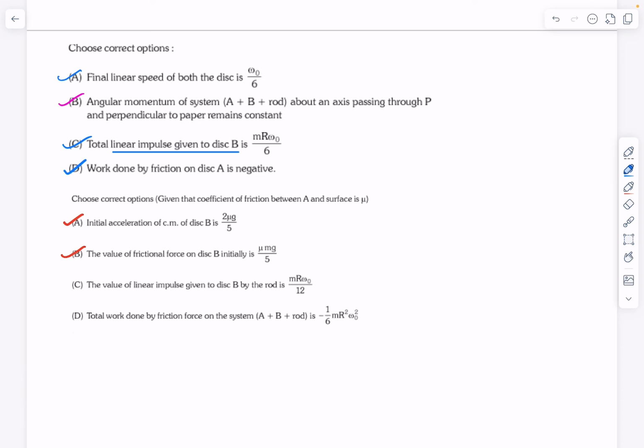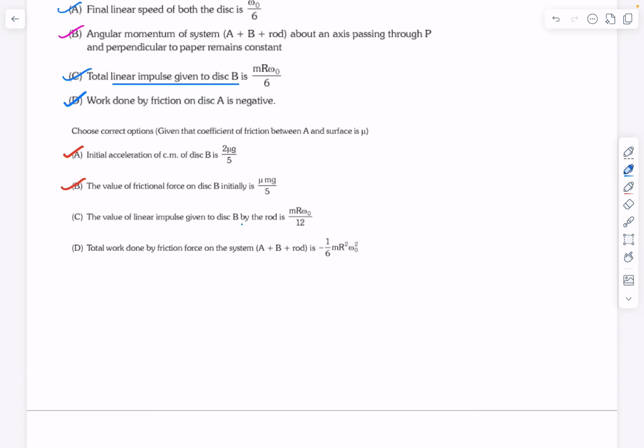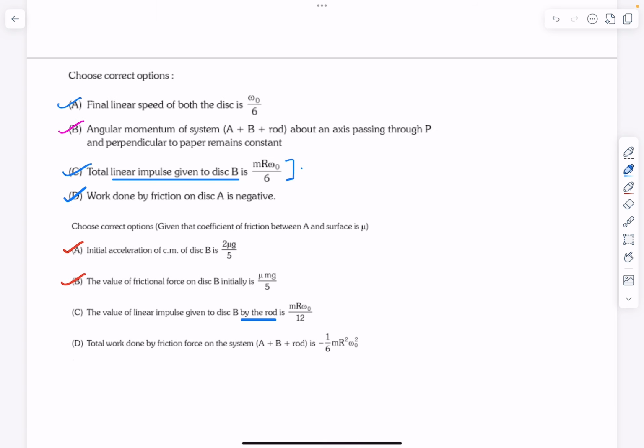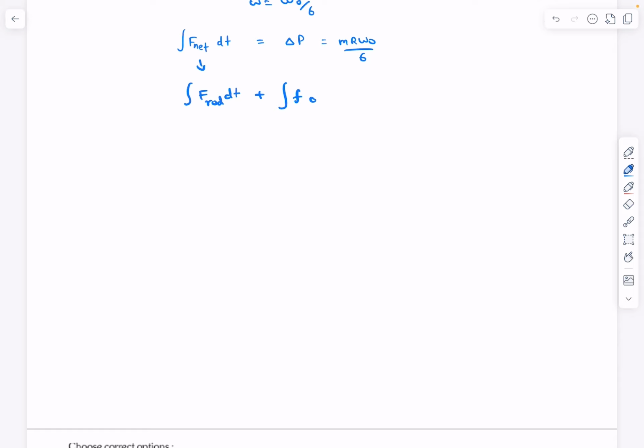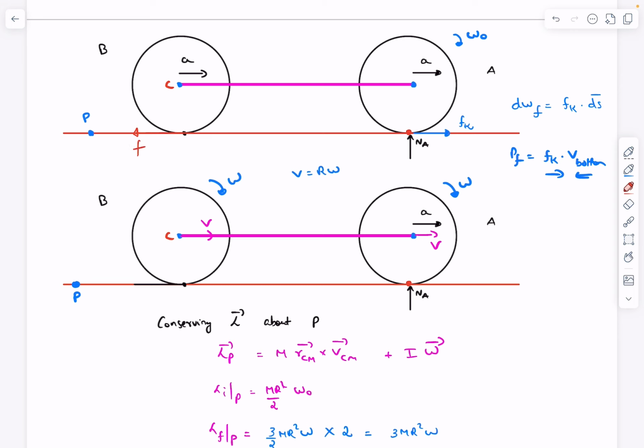Now in option E, okay, so now here they're saying the value of linear impulse given to the disk B by the rod. Now in the previous option they wanted the total impulse, and in this option they want the impulse by the rod. Okay, so in this F net, it includes two forces. First is the force by the rod, so this will be one of the impulses, and secondly it will be the force of static friction that is giving the impulse. So the static friction, once again, was in the leftward direction, right? So its impulse will be negative, because it's trying to decrease the velocity of the center of mass. And the impulse provided by the rod will be positive.